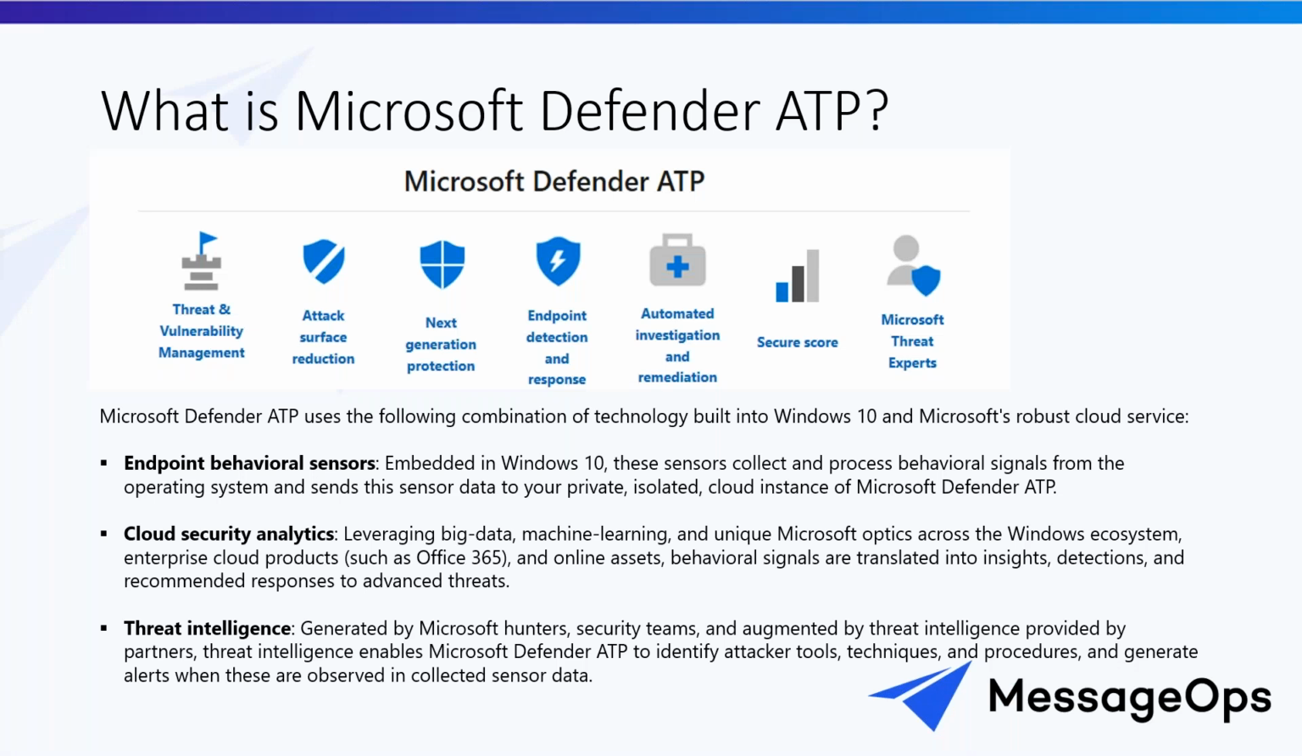So again, kind of a review from the last webinar, but this is a breakdown of what's included in Defender ATP. We've got threat and vulnerability management, attack surface reduction, endpoint detection and response, secure score, and the Microsoft threat experts. What I like about this is the way ATP, advanced threat protection, works. It's not just looking at your company. Advanced threat protection is a service by Microsoft where they're analyzing data from all over the world and from various different companies and customers. All that information is being analyzed to help defend you against an attack.